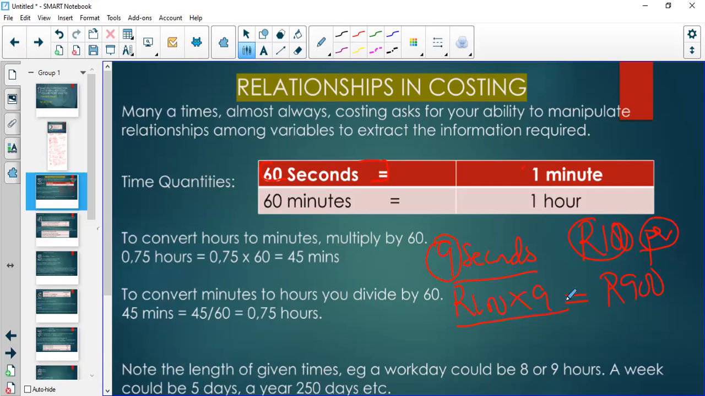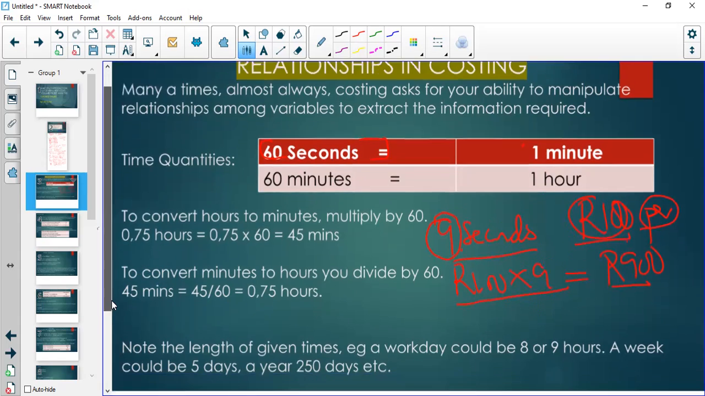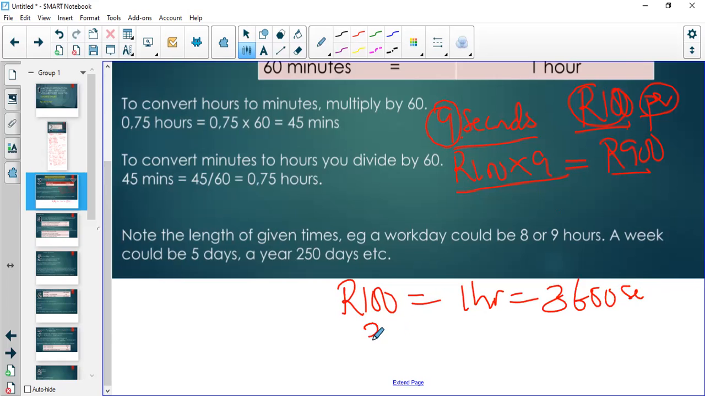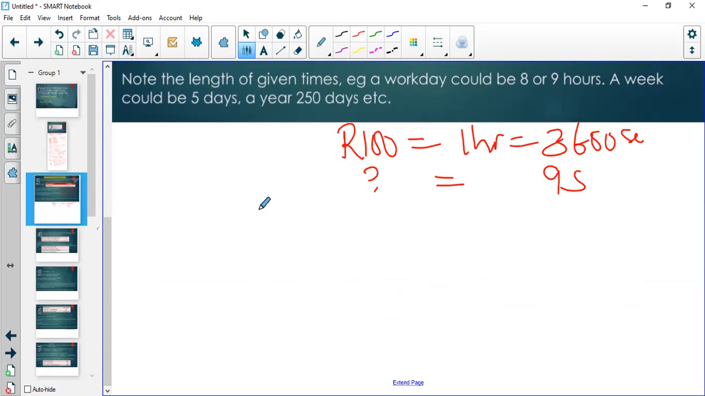So if you apply your mind to what you're doing, the things you do must make logical sense to say, but this is 9 seconds, it can't give me 900 when 1 hour gives me 100, so it must be less. So you can come and say, right, 100 rand is equal to 1 hour, which is equal to 3,600 seconds. And how much is it for 9 seconds? All right, so you can lay out your calculation like this.